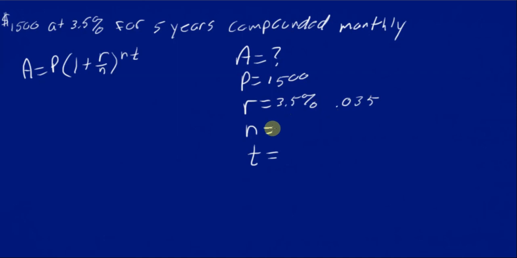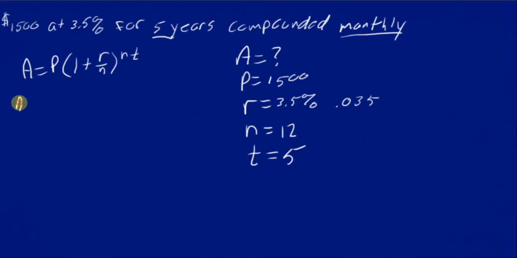0.035. And number of compoundings per year. Well, I'm compounding monthly, so that's going to be 12. If I were compounding daily, of course, that would be 365. If I were compounding quarterly, well, how many quarters in a year? It would be 4. Time is how many years, so we're at 5 years. So it looks like we have everything but the amount, therefore we can solve for it.